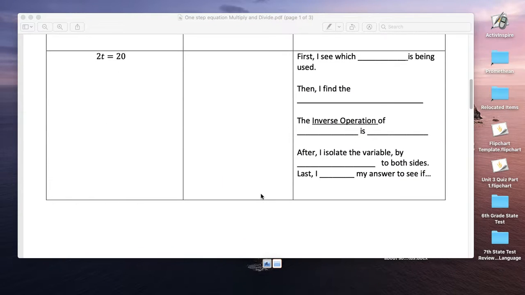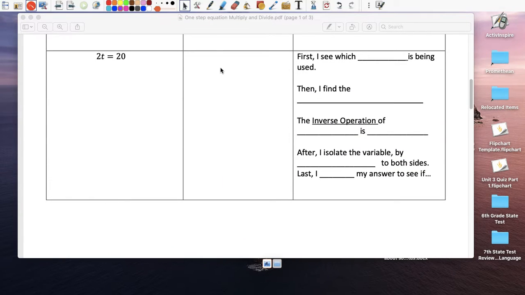2t equals 20, so 2 times a number equals 20. So again, we'll make a story. My variable is t. It's being multiplied by 2, and that gives me 20. So first I see which operation is being used. Then I find the inverse operation.